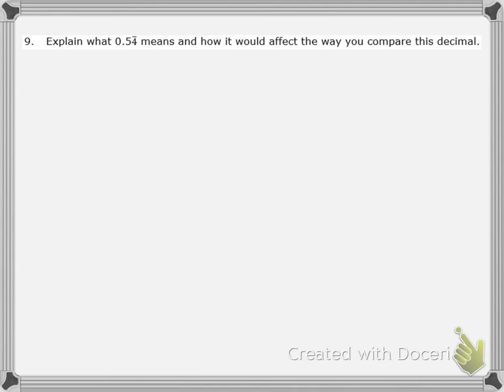Number 9, explain what this decimal means, and that is 54/100 repeating. So first of all, I would explain that it is repeating.